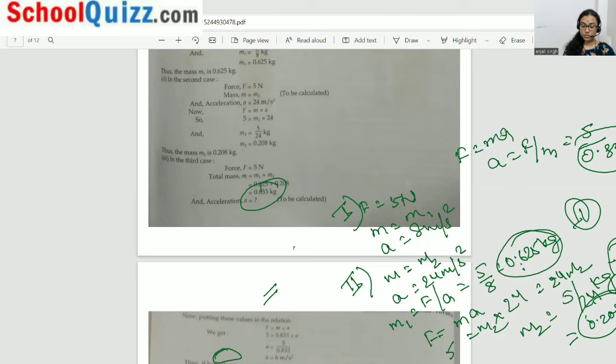So the acceleration you will find is F by m, that will be 5 by 0.833. And you will get 6 meter per second square. So here what is the clue? The clue is both the masses are tied together. So you have to find the first mass, and like that you have to find the second mass also. And you have to add both the masses and then you have to find the value of acceleration. Clear everyone?